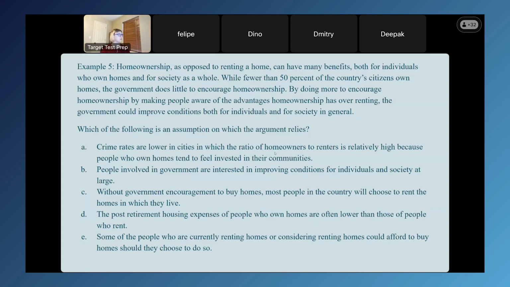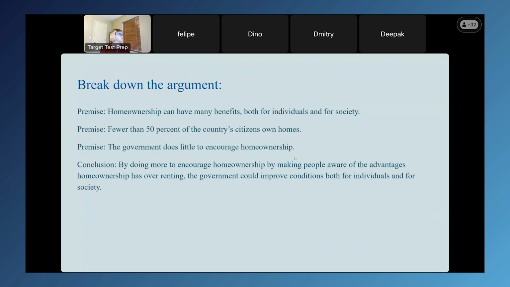So, homeownership can have many benefits, both for individuals and for society. Fewer than 50% of the country's citizens own homes, and the government does little to encourage home ownership. So the conclusion is, if the government did more to encourage home ownership by making people aware of the advantages, then the government could improve conditions for both individuals and for society.